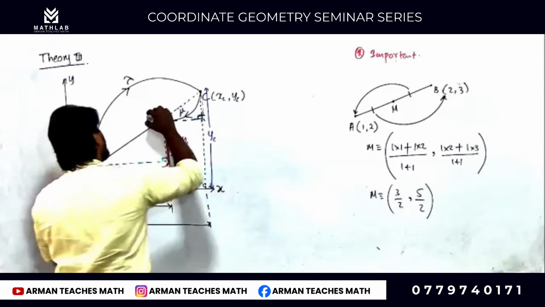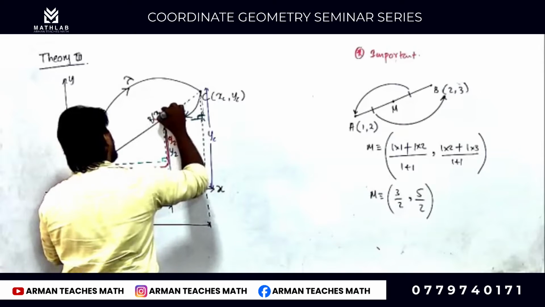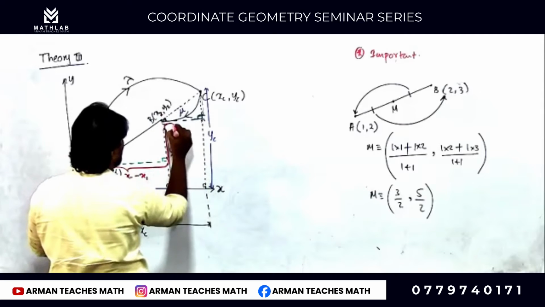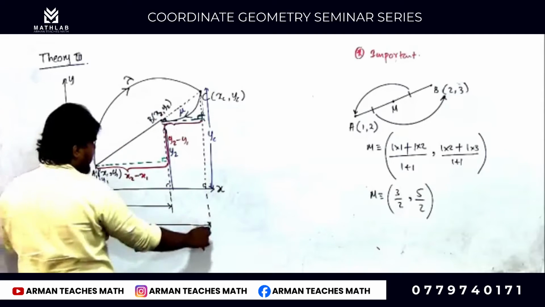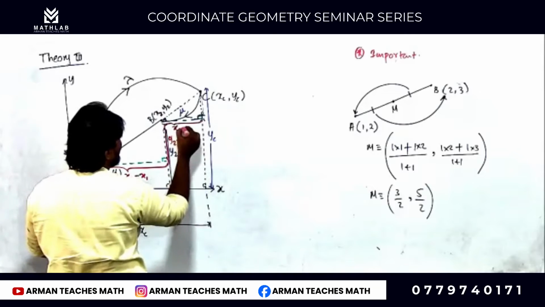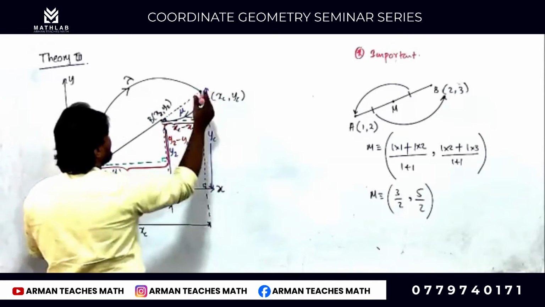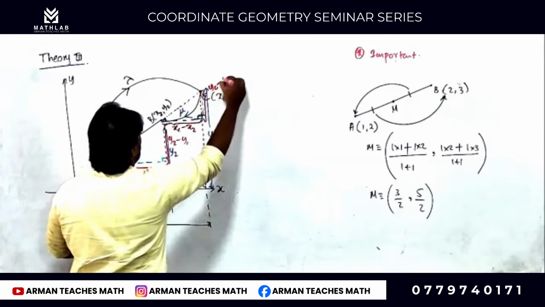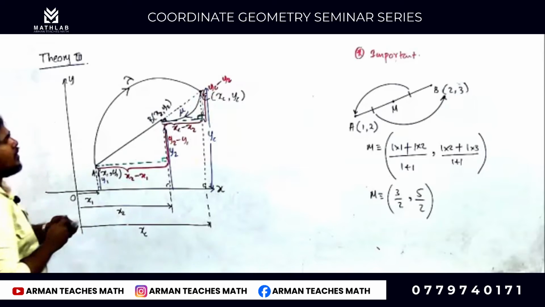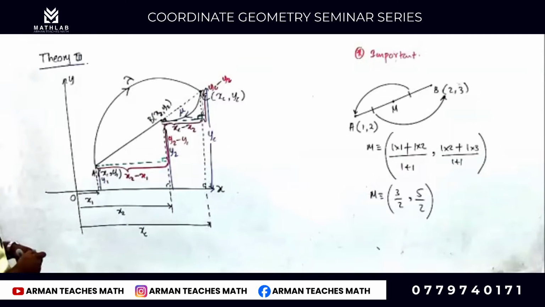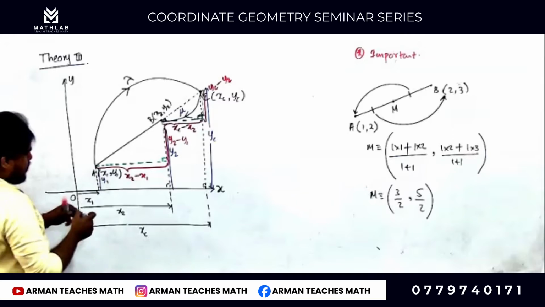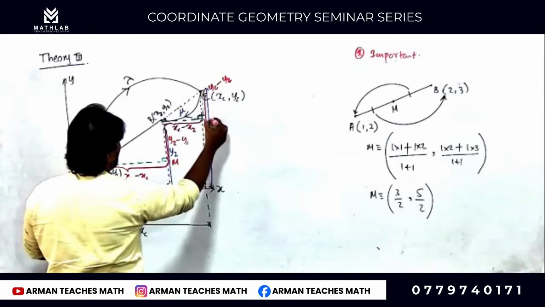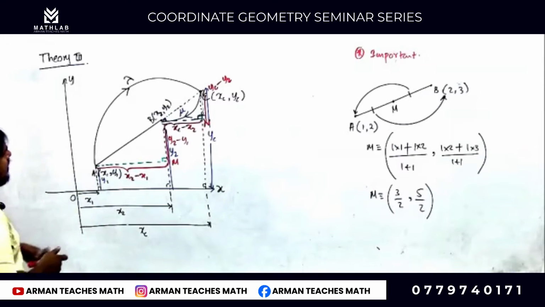I'll mark capital B point's coordinates like this, X2, Y2. And what is this length going to be? From XC, if I subtract X2, this is XC minus X2. How about this height? YC minus Y2. So I'll mark this point as capital M.